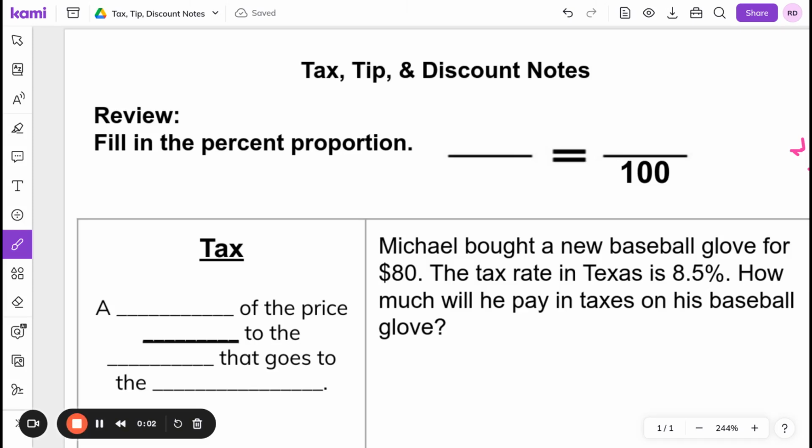Tax, tip, and discount notes. So tax, tip, and discount are a special kind of percent proportion. So we're going to review by setting up the outline of our percent proportion.